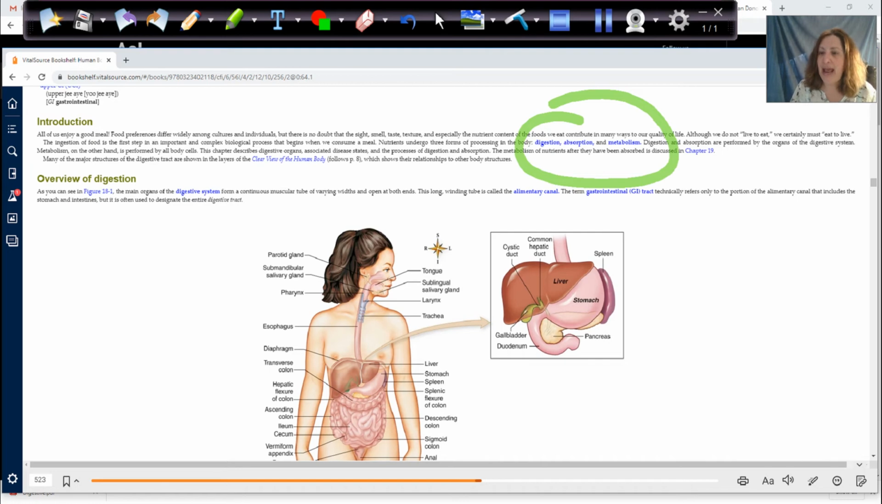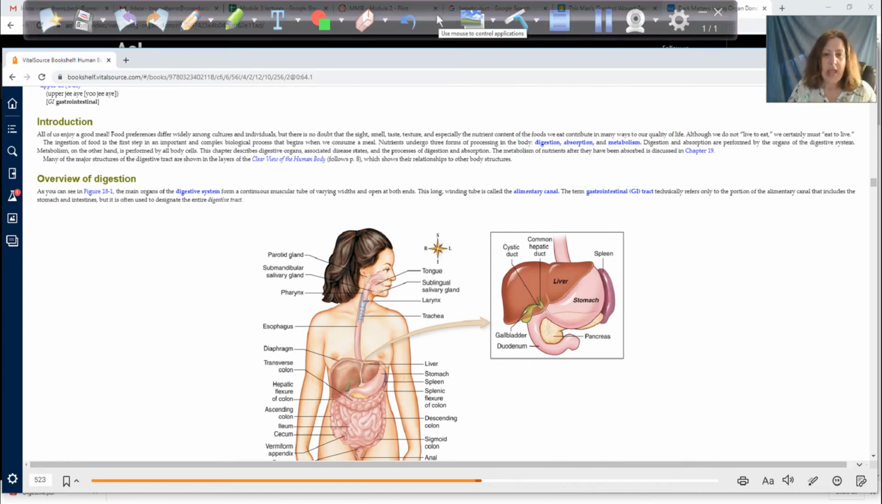And then metabolism. We take all of that stuff and we have to metabolize it, which means we're going to convert it from food to becoming part of our body in the various ways that it needs to be used. It doesn't say it here, but the fourth function of the digestive system is elimination. All of the stuff it didn't want, we're going to get rid of by process of elimination.